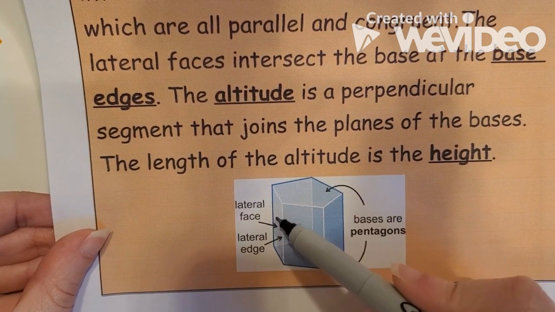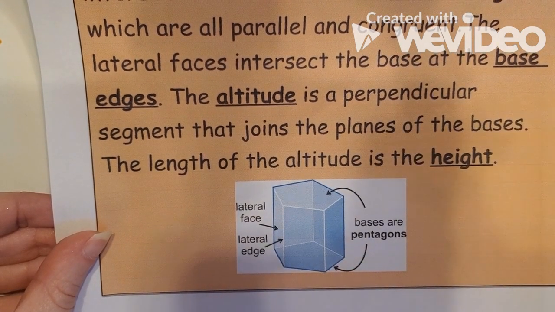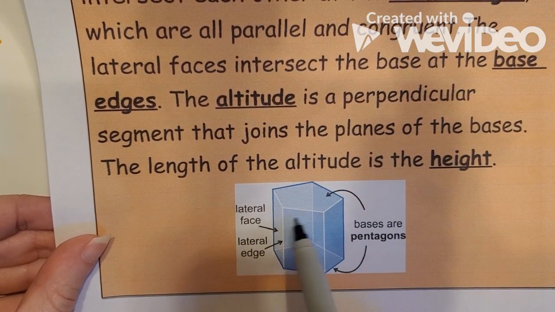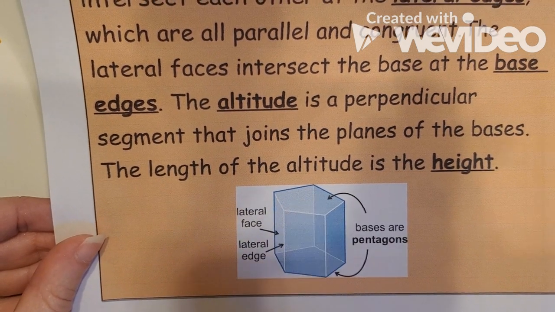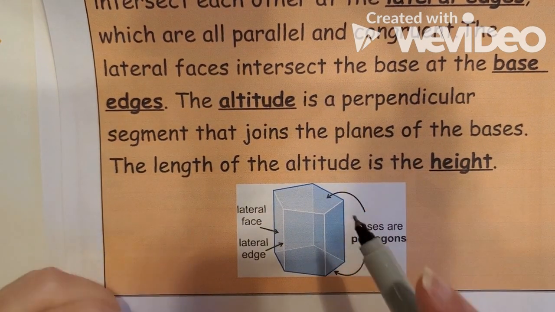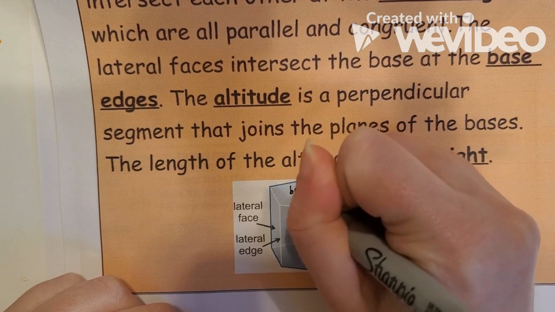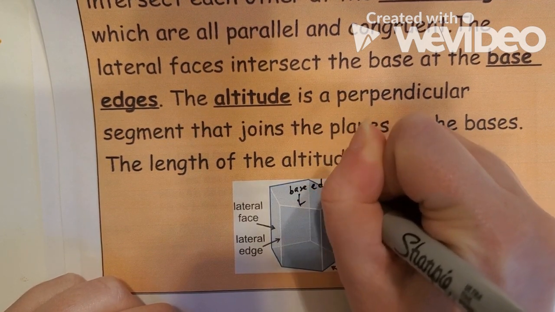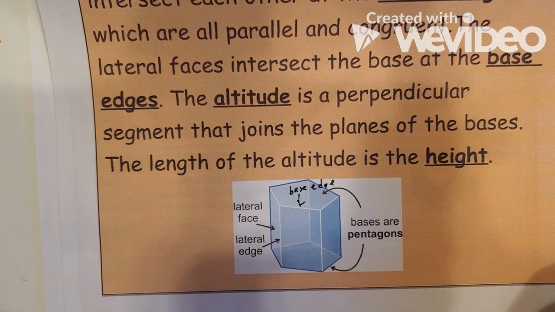These are the lateral edges, just the vertical ones, because those are the only places where the lateral faces intersect. Up here, this would be the intersection of a lateral face and a base, so that doesn't count as a lateral edge. This would be, here, I'll put that in, a base edge, because here it says the lateral faces intersect the base edges. All right.